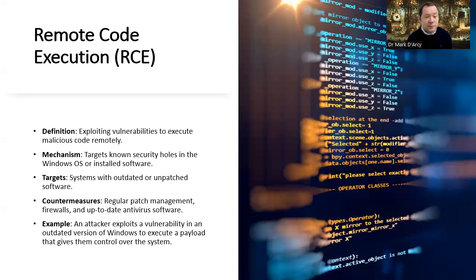Example: an attacker exploits a vulnerability in an outdated version of Windows to execute a payload that gives them control over the system. This is one of the reasons, by the way, why if you do have some old laptops, some old XP machine, Windows 8 machine from a few years ago, don't connect it to the internet, because there will be holes in it. And because it's now abandoned software, those holes are not being fixed with security patches. So very easy to hack into.